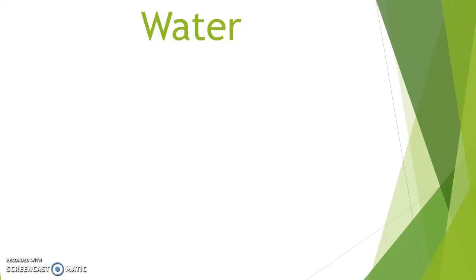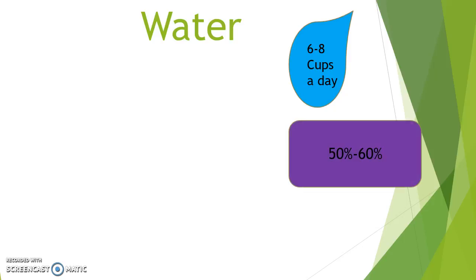Next is water. An average person needs to be drinking 6 to 8 cups of water a day. This helps the body in numerous ways. So the role of water is to transport nutrients around the body, regulate the body's temperature and help aid the passageway for food through the digestive system. Around 50 to 60% of our body is made up of water.